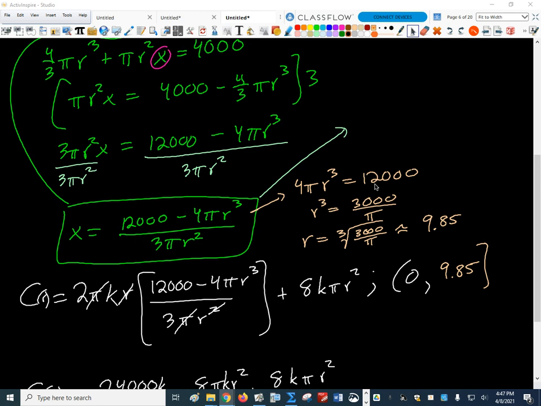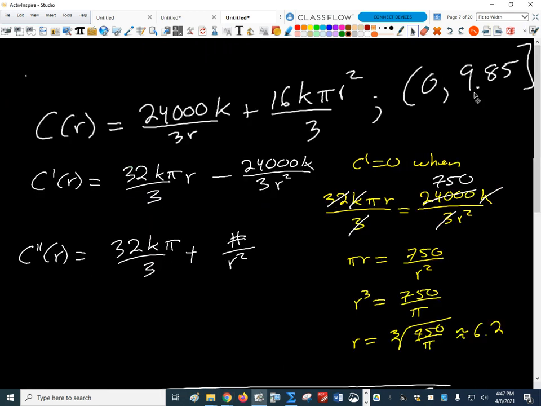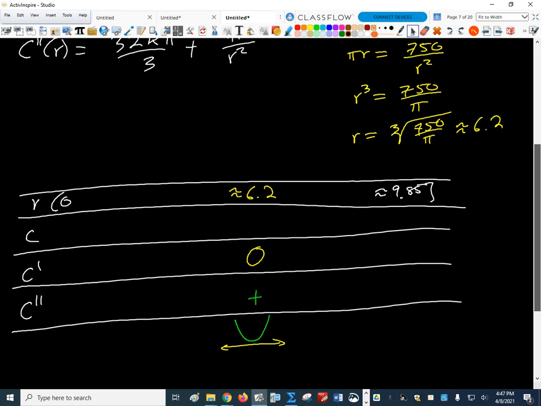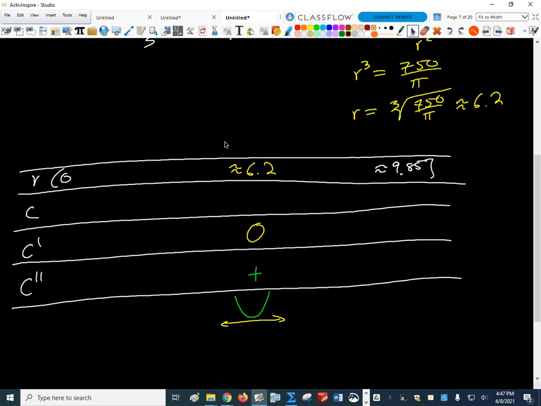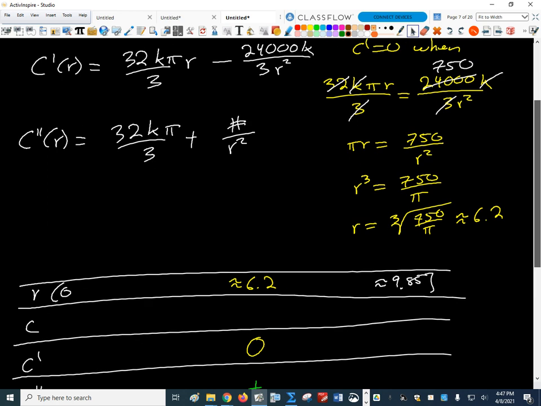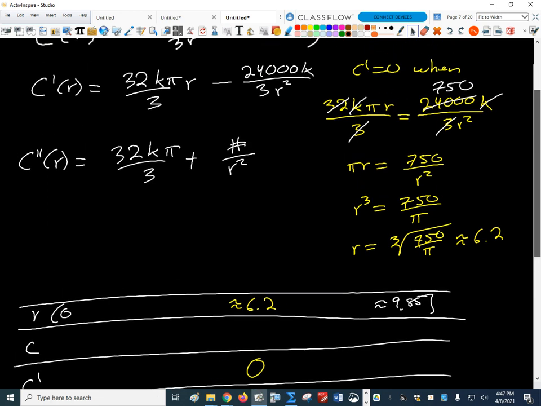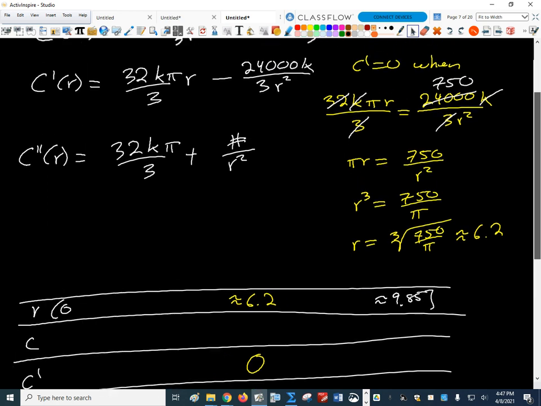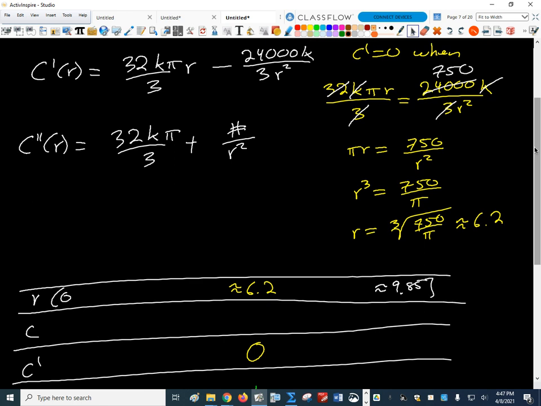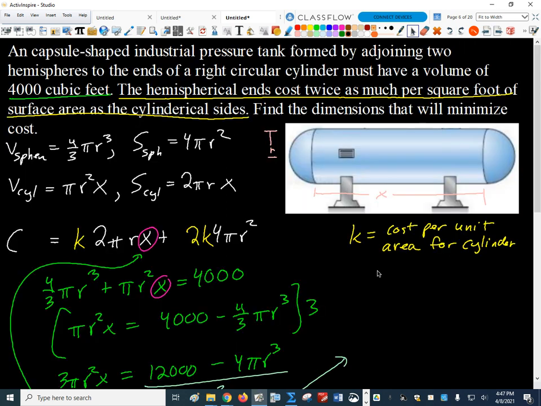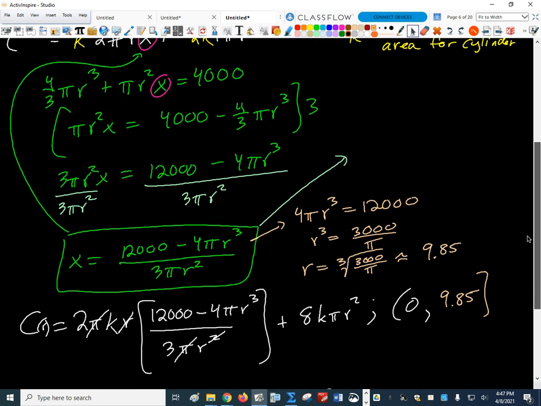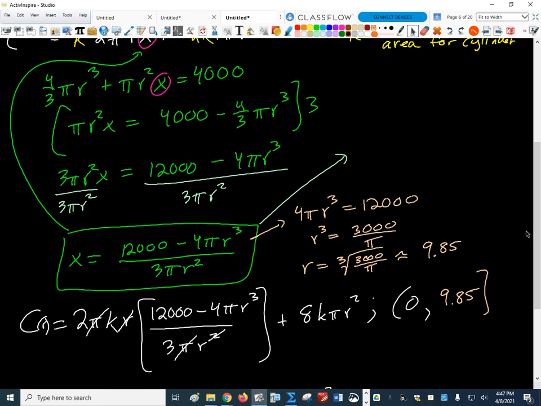Okay, so yeah, I just did this in Desmos. So we were plugging in our minimum, the r that produced our minimum cost, which was the cube root of 750 over pi, roughly 6.2. When I plug that into our function for x, plug that value in, Desmos tells me that's about 24.8.